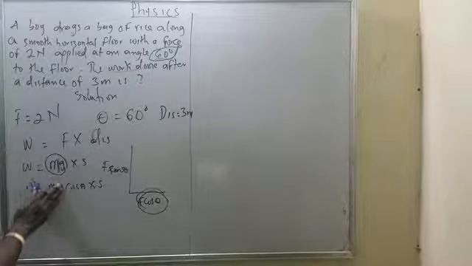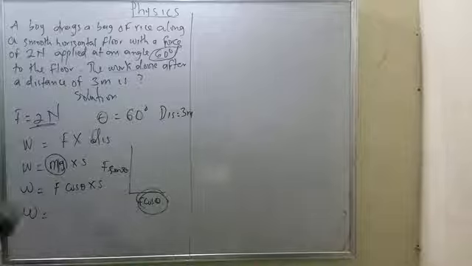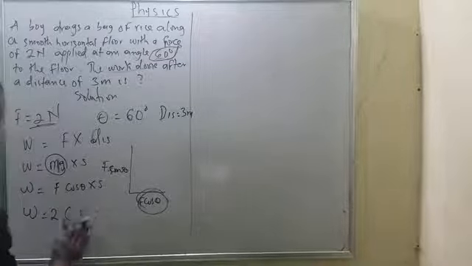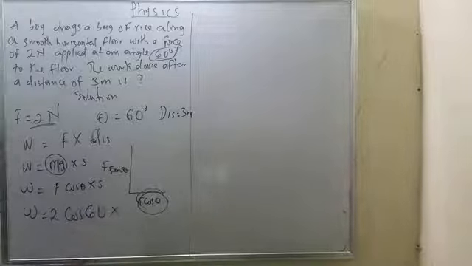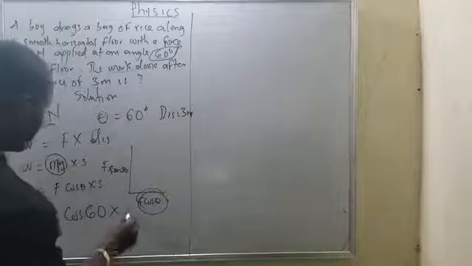Now, this one is force. I don't need to use mg, because force is already in the question. Now, W equals, what is my force? 2 cos 60, multiplied by, what is my distance? My distance is 3, which is 3 meters.